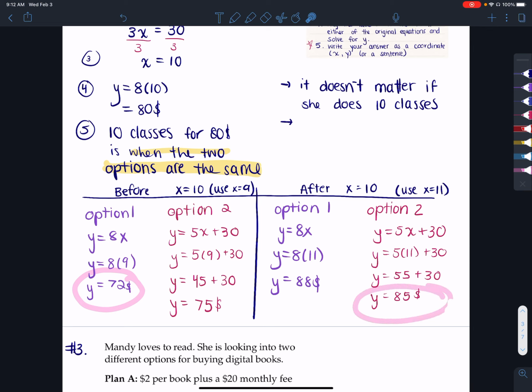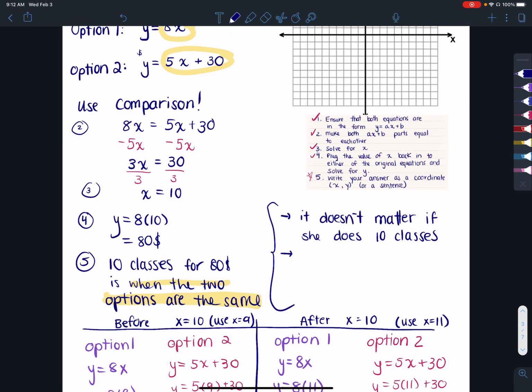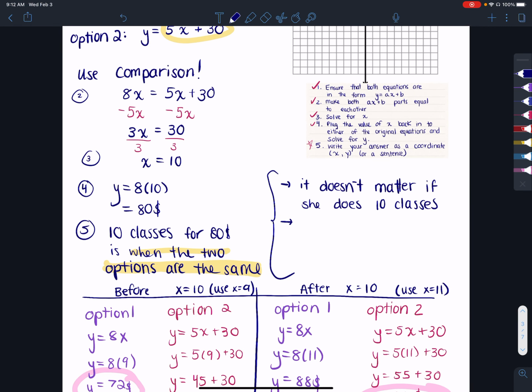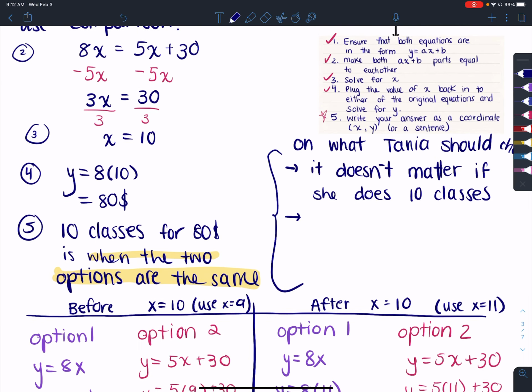And now this is a full answer. What we're going to put in right here. So what was her name again? Tanya. So on what Tanya should choose. I'll put the word choose in here.